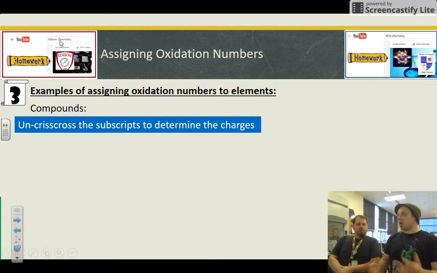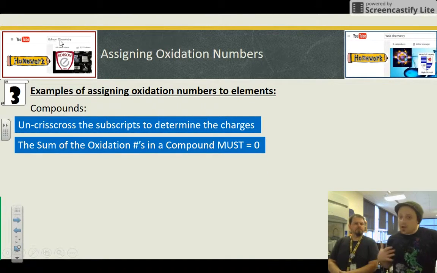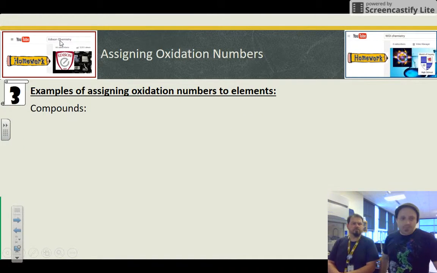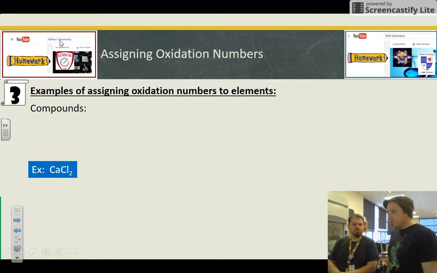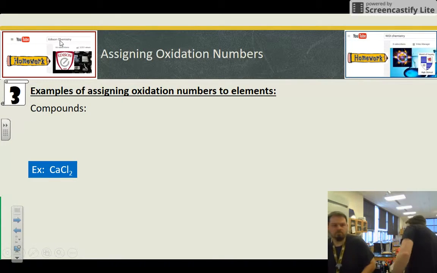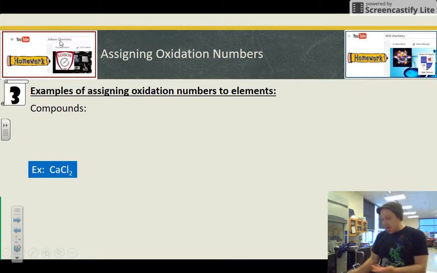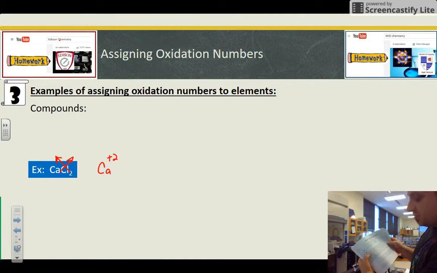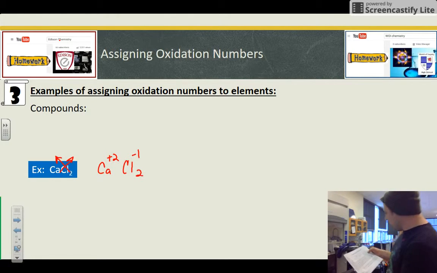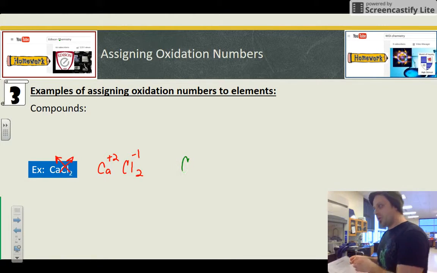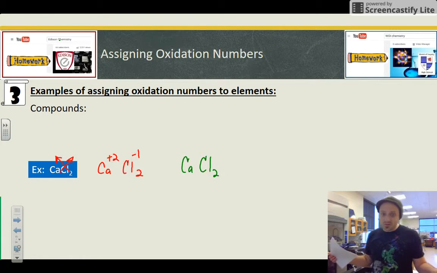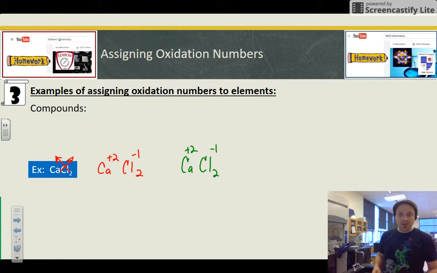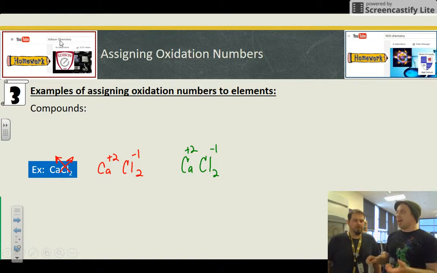Compounds are easy because you just uncrisscross the subscripts to determine the charges, or I call it the charge cancellation technique. For calcium chloride, you pick out your periodic table and start looking up the elements and the optional oxidation states that are presented. Calcium says it's a plus 2. And chlorine has like 4 options. But if calcium's a plus 2 and there's 2 negative 1s, chlorine has to be a negative 1 each as well. So we're really just doing charge cancellation to find out what the oxidation state would be.